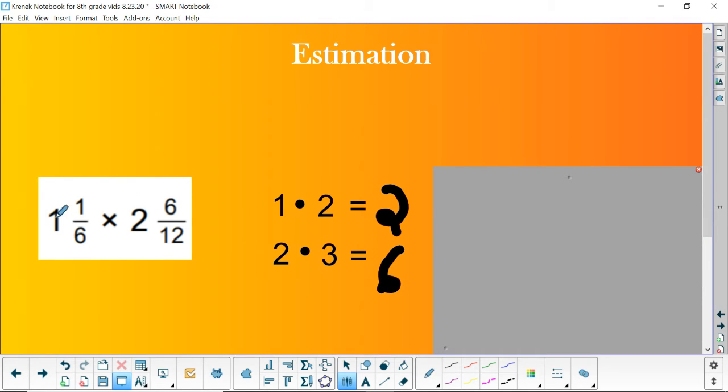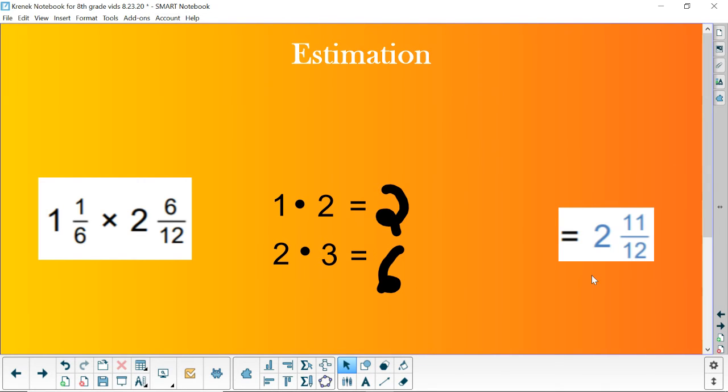Now let's look at our answers here. 1 1/6 is pretty close to 1 whole, but 2 6/12, or 2 1/2, is kind of right in the middle. So our answer is going to be between 2 and 6, and it ends up being 2 11/12 because our numbers are pretty small here. I'm barely over 1 whole, and I'm halfway past 2. So our answer ends up being 2 11/12. And you already know how to multiply that across, but we want to get a reasonable answer.